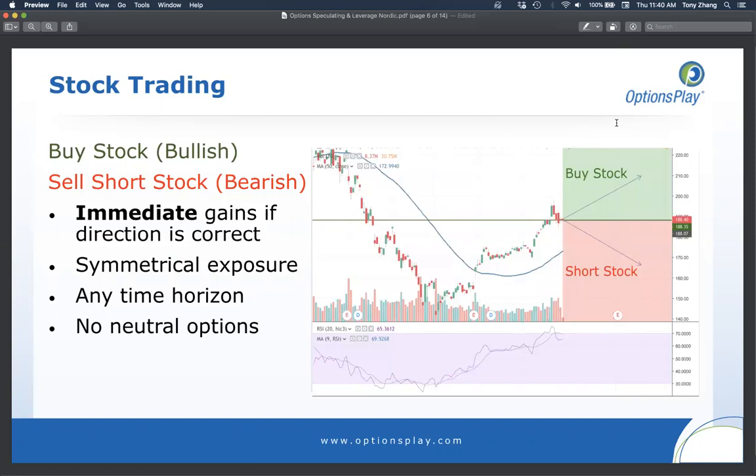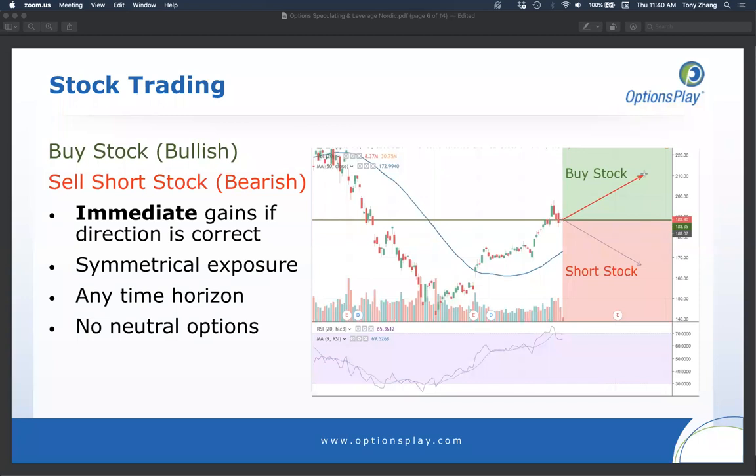Now, one of the hallmarks of this strategy is the fact that you get immediate gains if you call the direction of that stock correctly. What do I mean by that? If you buy a stock and the stock moves up even by a little bit, even a penny, you will start making money on that trade. Now, the more the stock rises, the more money you make.